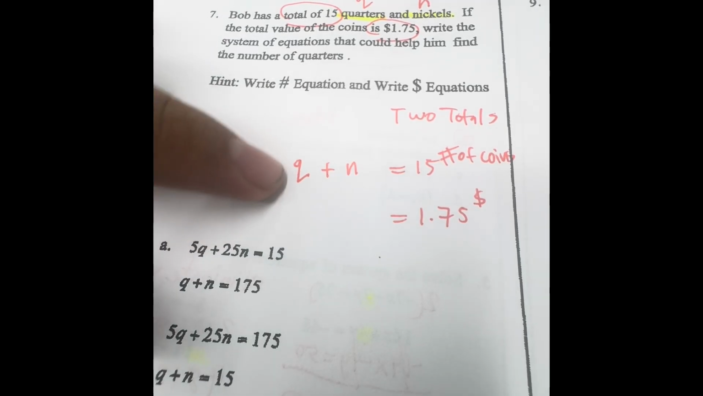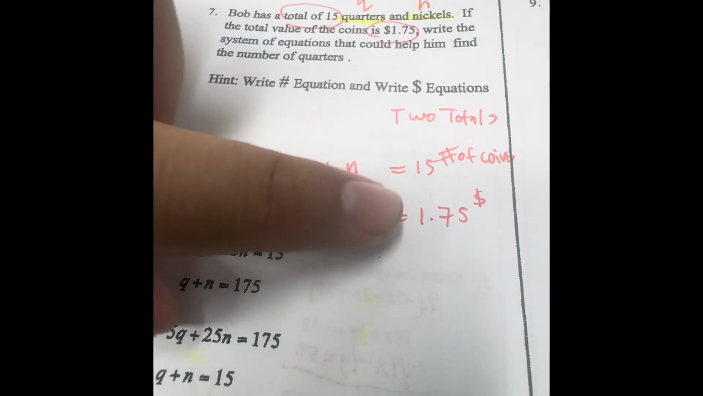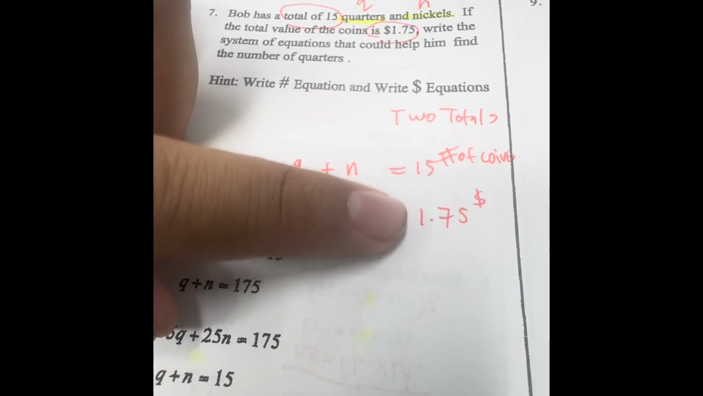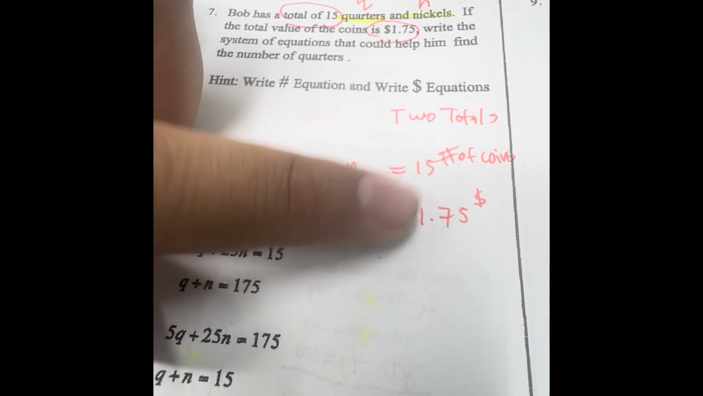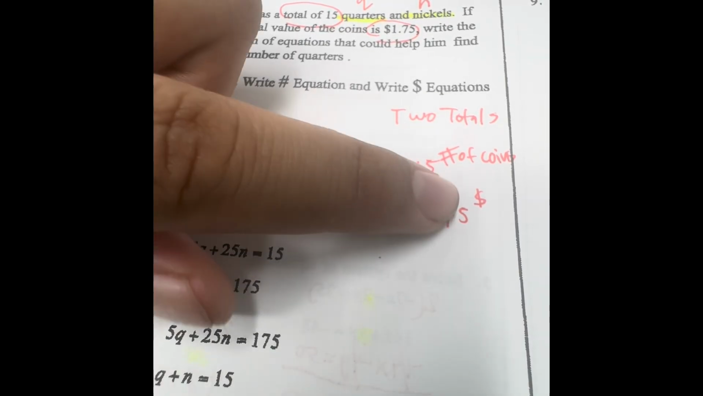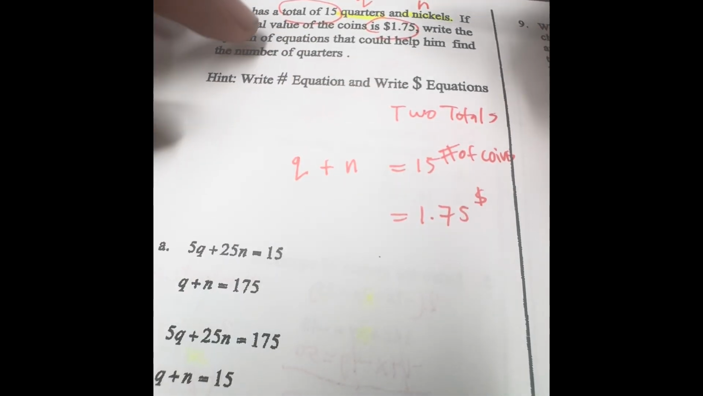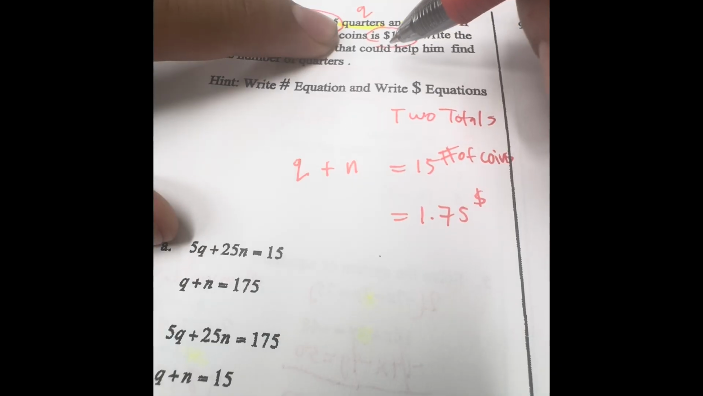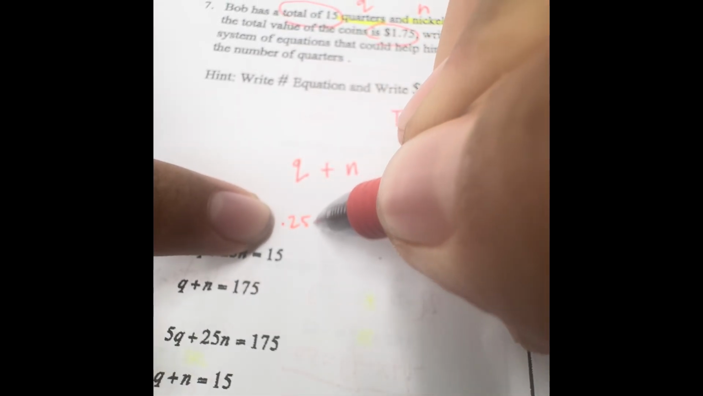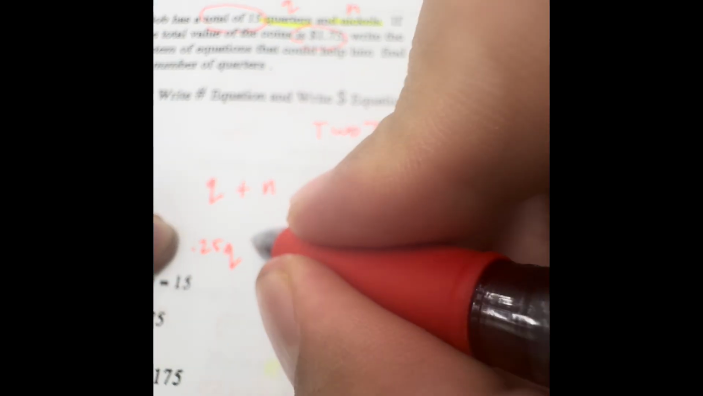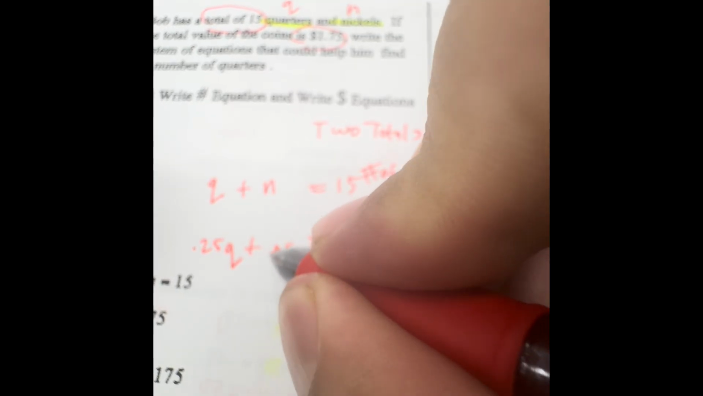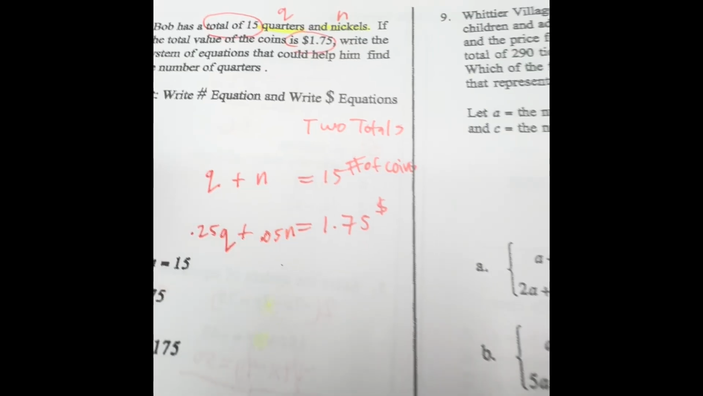After introducing 2 new variables, we're going to use those same variables in the second equation. This time we have to consider how much each coin is worth, because with the count, it's worth in dollars. And we have to remember that quarters are worth 25 cents per quarter, so 25 times Q, plus the nickels are worth 0.05 dollars per nickel.